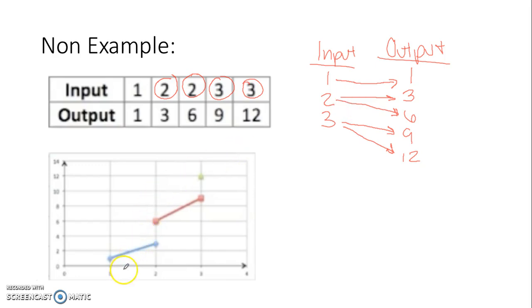And then take a look at this graph. Do you see how at the x value of 3, there are 2 dots above it? We cannot do that with a function. That is not a function. This is a non-example, which means this is not a function. Okay?